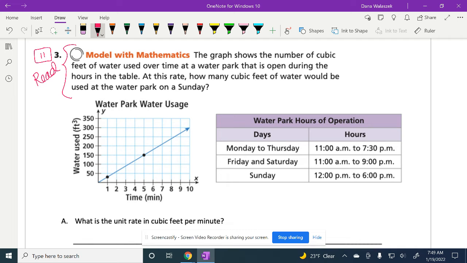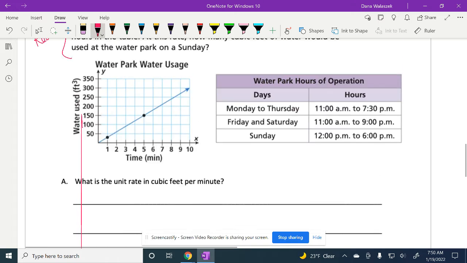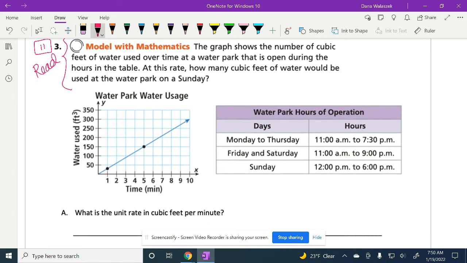So the graph shows the number of cubic feet of water used over time. So water used and time at a water park that is open during the hours in the table. So these are the hours that it's open. At this rate, how many cubic feet of water would be used at the water park on a Sunday?